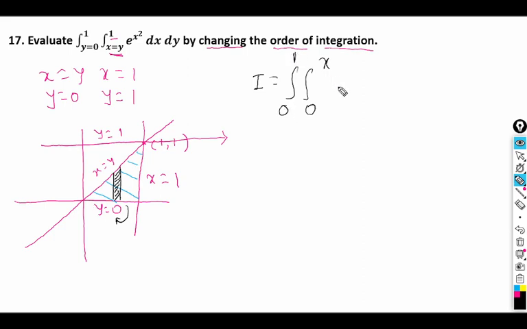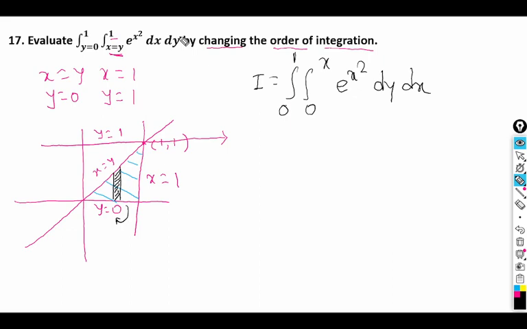That's one. e raised to x square, and the order we now decided is dy dx. We decided means the question itself says to change the order, so we change the order dx dy to dy dx. So the order is not decided by this dx dy, the order is decided by the limits. As x has the variable limit, the inner integration is with respect to x.